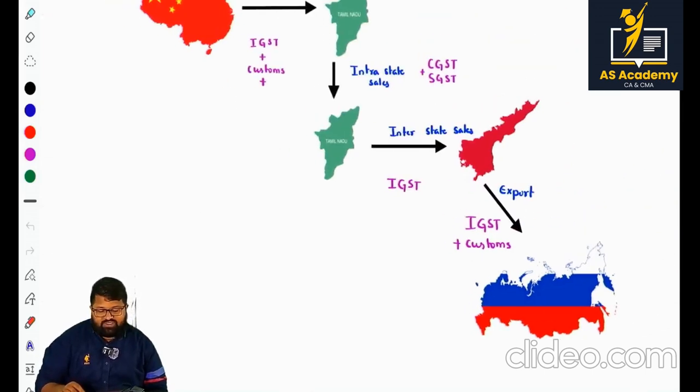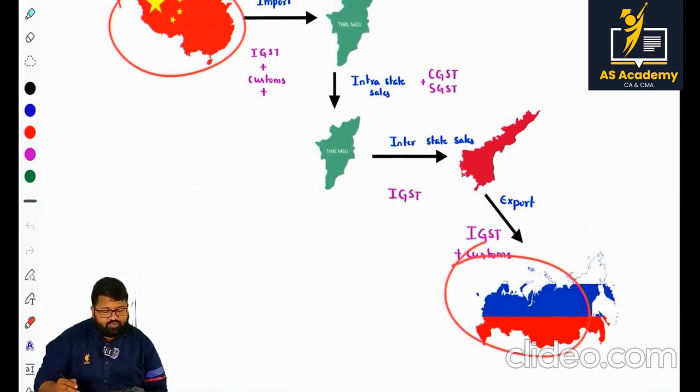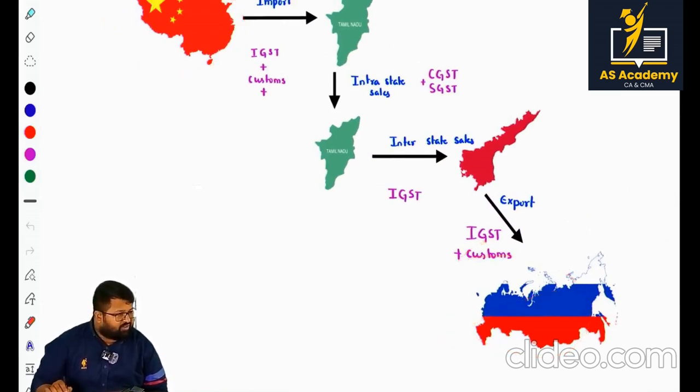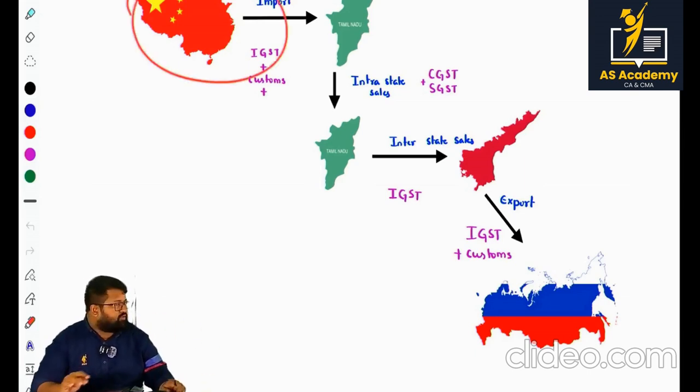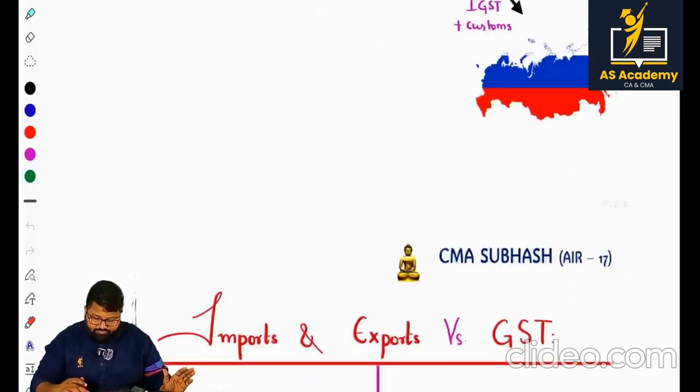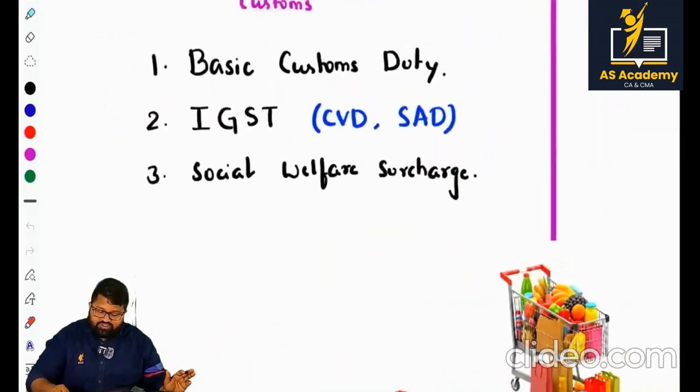IGST. But what is the best thing, import or export? For exports, they say that initially you pay tax, and in the future you can get a refund. But in the case of imports, there is basically no refund. Okay. What is the conclusion?